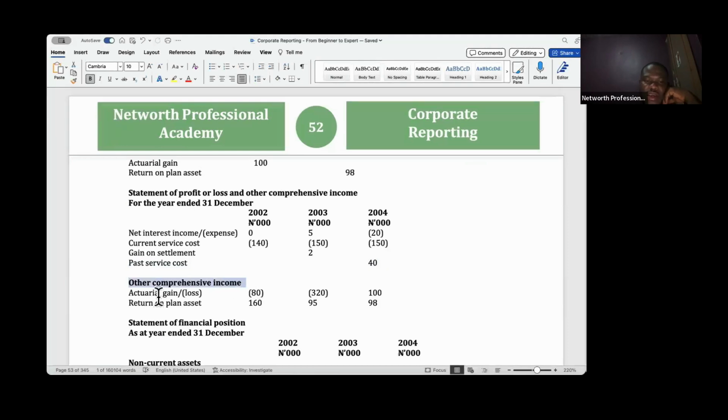Then in my OCI, in each period, either I have a gain positive or a loss negative. 2002, I have a net loss of 80 and a net loss of 320, but an actual gain of 100 in 2004. The return on plan assets was positive all through in each year. If you have a situation where the fair value of the plan asset is lower than your book value, that means these figures will be negative in OCI here.